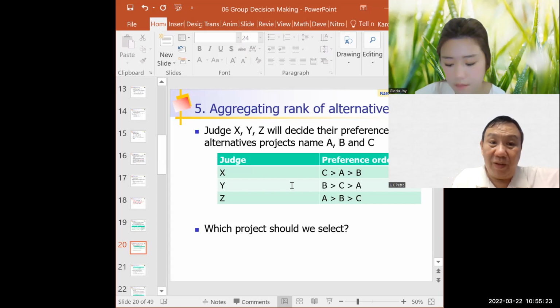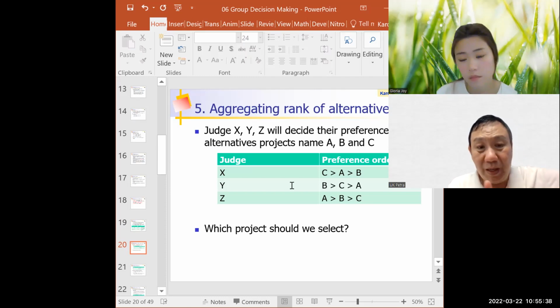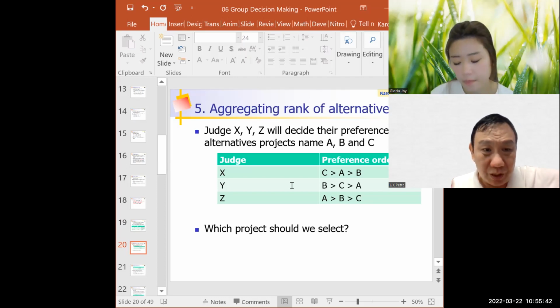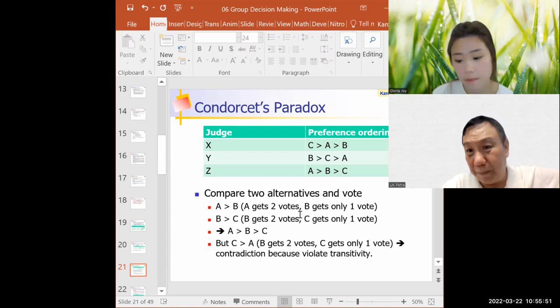So we aggregate the rank of the alternative. Say we have judges X, Y, and Z. They will decide their preference on the three alternative projects named A, B, and C. So like a while ago, right? Which project should we select? A while ago I discussed the Condorcet paradox.